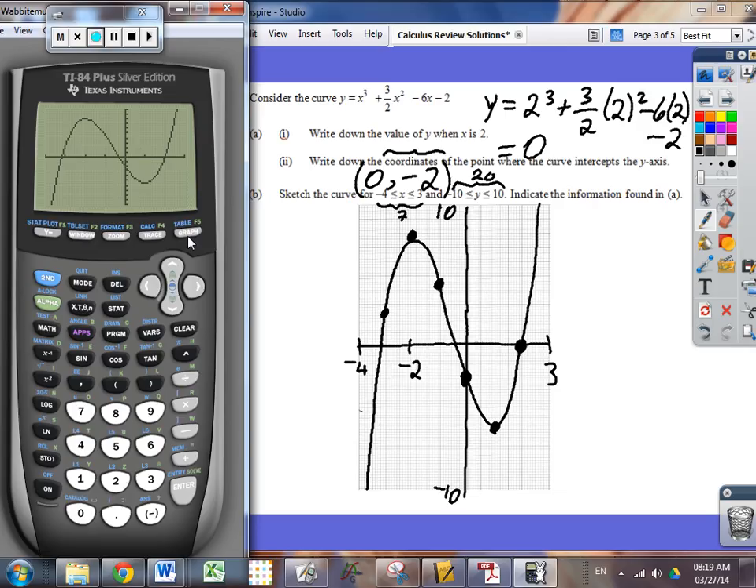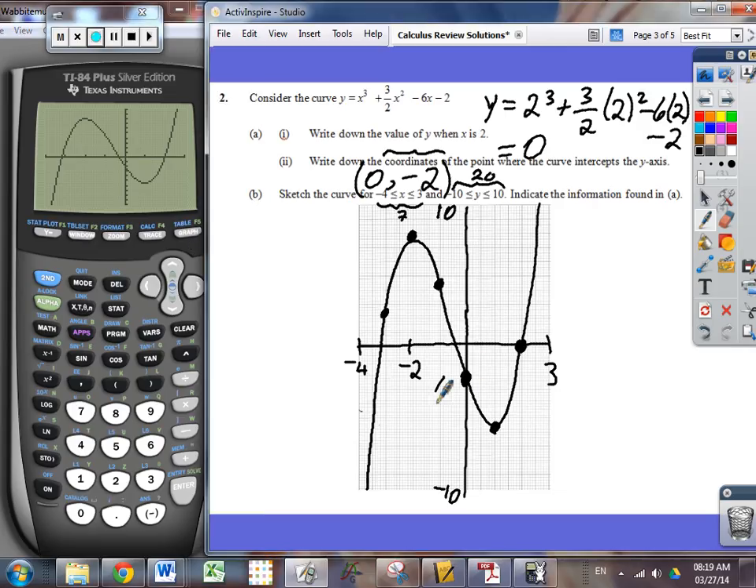We need to indicate the information that we found in part A, so we had the y-intercept right here. Let's label its coordinates, 0, negative 2. And we also need to write down the value of y when x equals 2. So when x is 2, we know that the y value is 0. We already found that one, 2, 0. So we've indicated that information. We're ready to move on to part C.